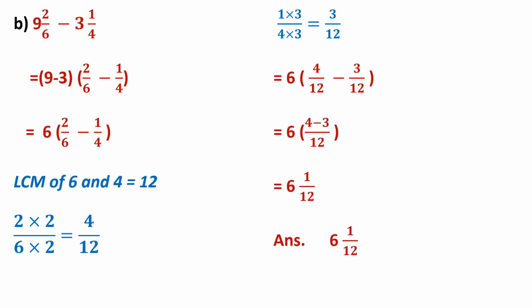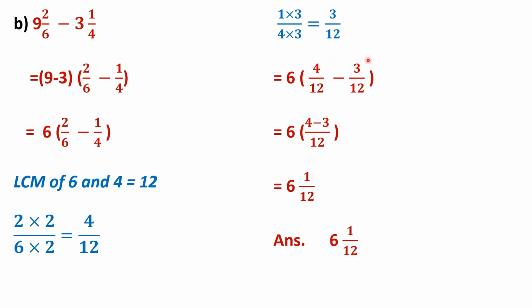Now we have two fractions. So from here we are continuing now. Now we have made these two fractions like fractions, which are equivalent to these two. So 6 is written here as it is, and now the equivalent fraction of 2 by 6 we have got here, 4 by 12. So we have written here minus, and 1 by 4's equivalent fraction is 3 by 12. So we have written it here.